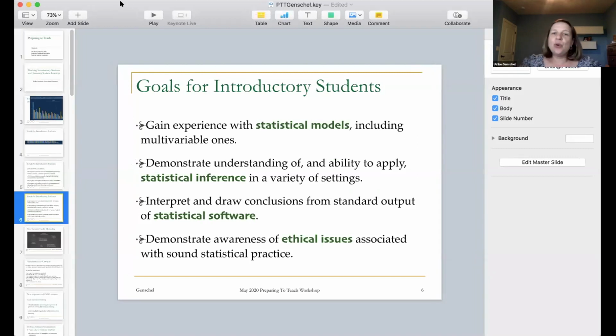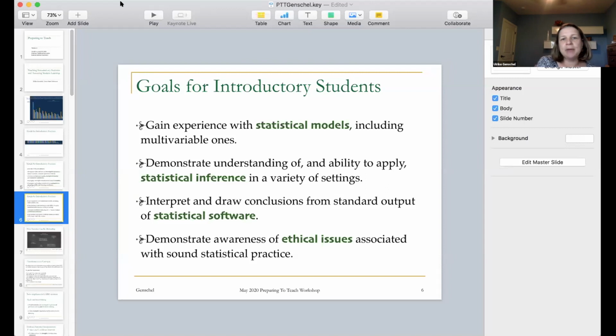The last 4 goals include statistical modeling. Again, this ties back to variability, that we can describe variables through distributions, and that distributions are considered a statistical model.